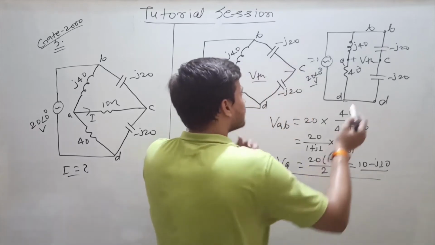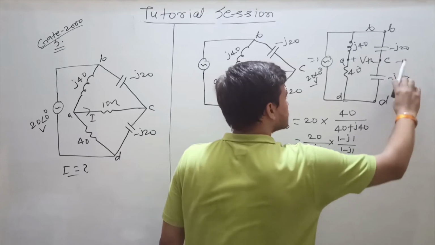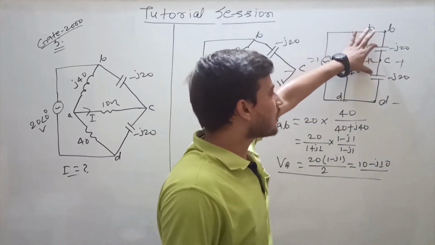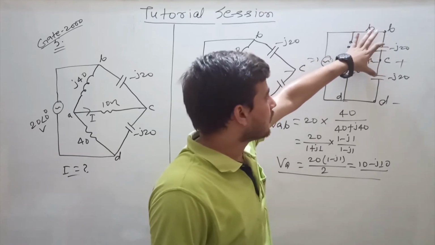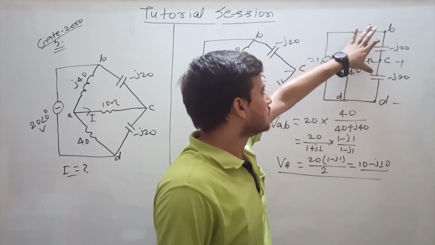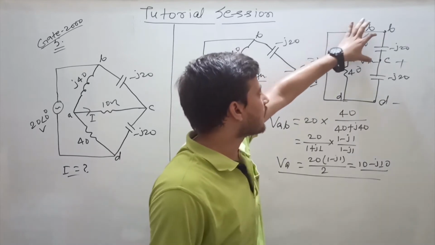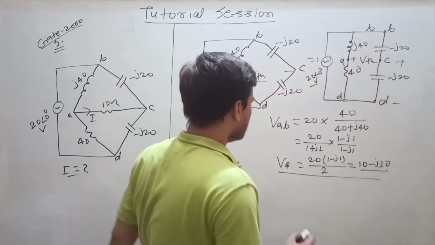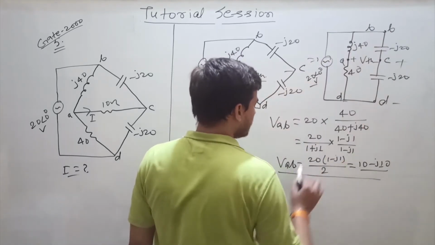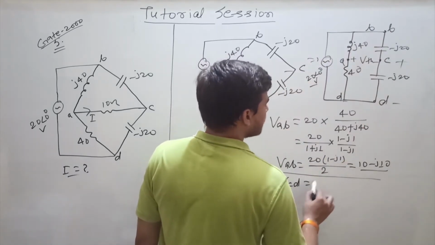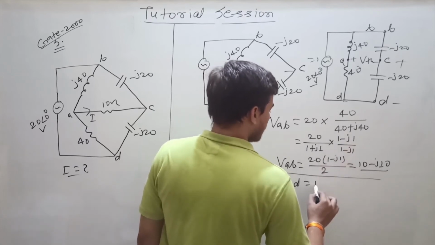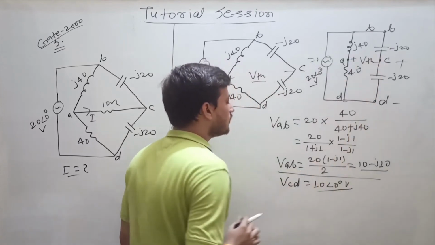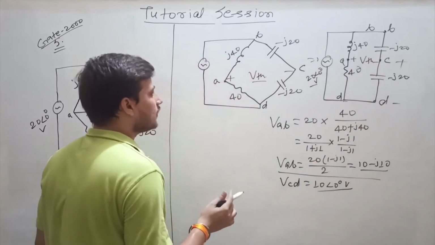Now you have to write the value of VCD, that means the potential across this branch. Here you see that in this branch, these two elements are of equal magnitude, both are capacitors. So here this 20 volt will be divided as 10 volt and 10 volt. So if you write VCD, its value will be simply 10 at the angle 0 degree volt by applying the potential divider rule. So we got VAD and VCD.